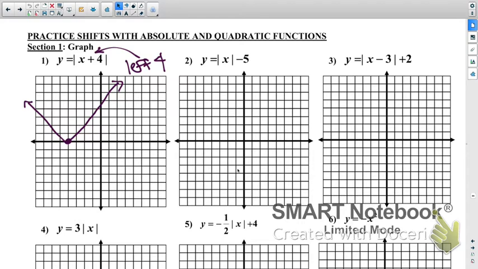All right, 3. I'm going to skip 2. 3 has 2 things. It goes which 2 ways? Right 3, up 2. So that means my starting location for this is right 3, up 2. Draw your absolute value. That's straight cash. All right? Now, I'm going to skip down to question 5.